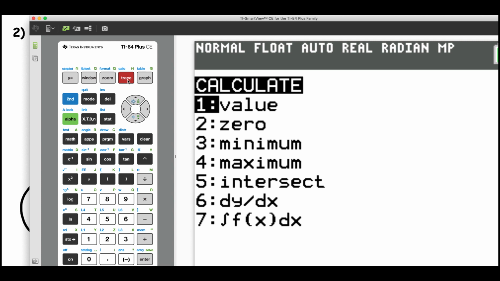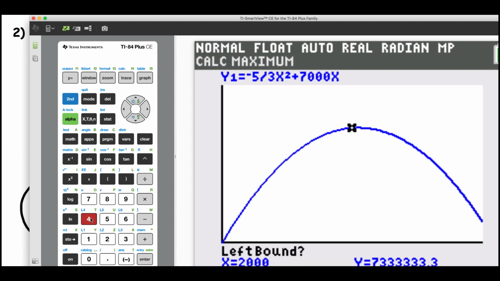All right, second calc, maximum, which is number 4. Left bound, enter. Right bound. Again, we're hoping to see our answer of 2,100 feet. And there it is, right down in the corner, 2,100. Again, there's a little bit of a glitch. And the greatest area that we can get is a cool 7.35 million square feet.